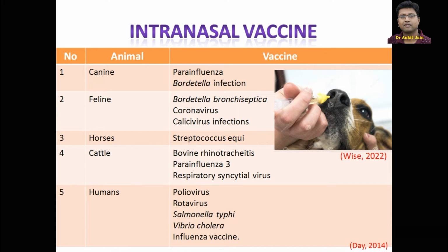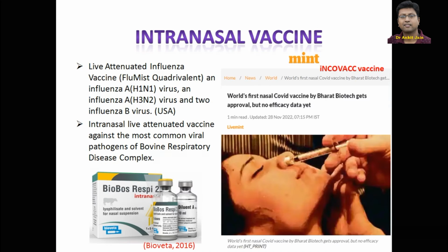Now the next one is the intranasal vaccine, which is introduced into the nose. In canine, parainfluenza virus and Bordetella infection; in feline, Bordetella bronchiseptica, coronavirus, and Kelsey virus infection; in horse, Streptococcus equi; in cattle, bovine rhinotracheitis, parainfluenza 3, and respiratory syncytial virus; in human, poliovirus, rotavirus, Salmonella typhi, Vibrio cholerae, and influenza vaccine are under experiment for the production of intranasal vaccine.